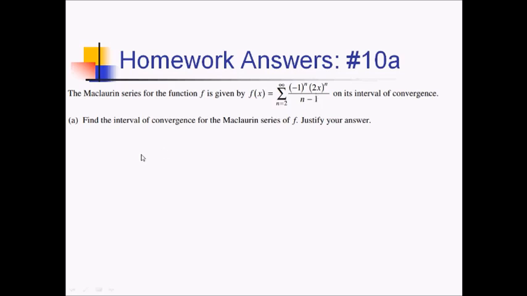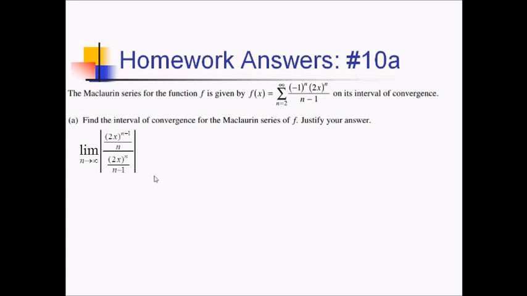So I'm going to set up the limit as n approaches infinity of the absolute value of a big old fraction with the n plus 1th term over the nth term. So the n plus 1th term is going to be 2x to the n plus 1 over n plus 1 minus 1, so just n for that. And I can forget about this negative 1 because I've got the absolute value here to help me. Now for the nth term, that's just 2x to the n over n minus 1 down there.